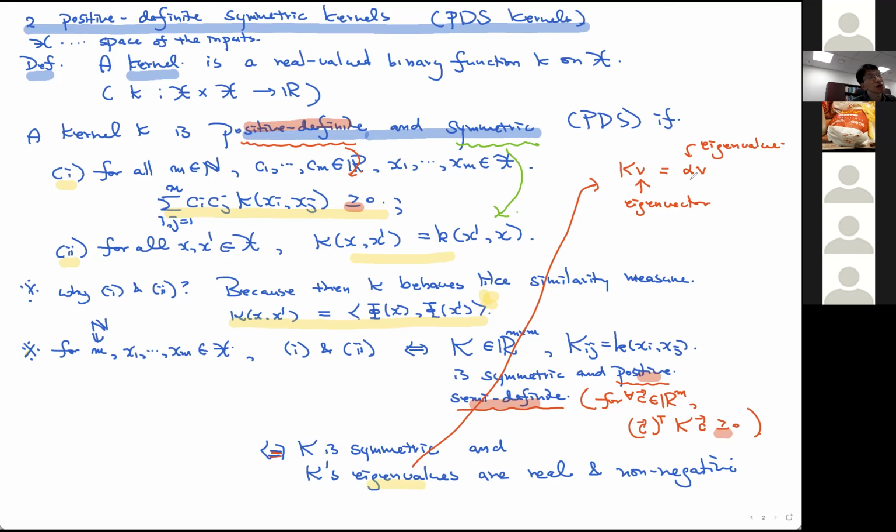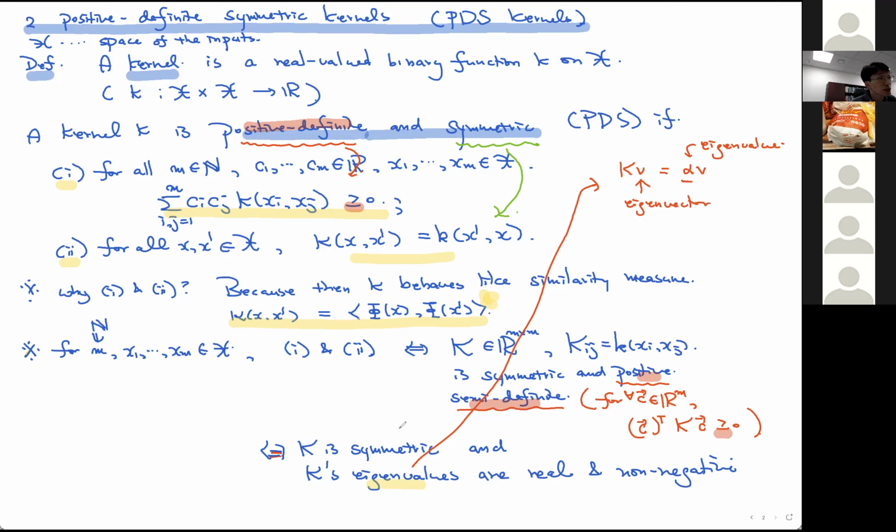But there is some change, and this alpha really measures the change. And then this symmetry ensures that, typically these eigenvalues may be complex numbers, but symmetry ensures that this alpha is real, that all the eigenvalues are real. And then this positive semi-definiteness implies that all these eigenvalues, this alpha, are non-negative.